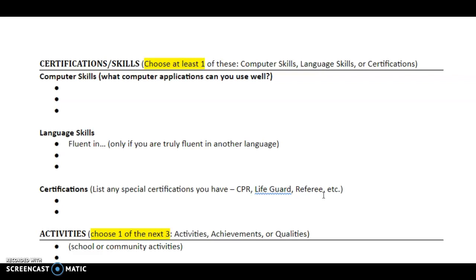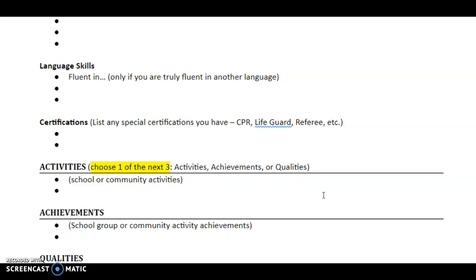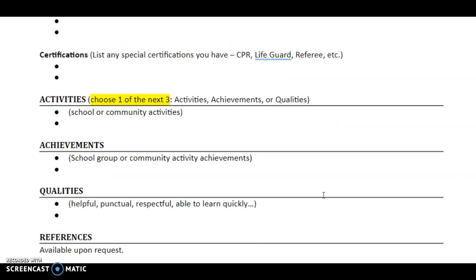Do you know how to do CPR? Are you a lifeguard? A referee? What certifications do you have? For the next section, for activities, again, you will choose one of the following three. You'll choose either activities, achievements, or qualities. You want to choose whichever one best fits you.